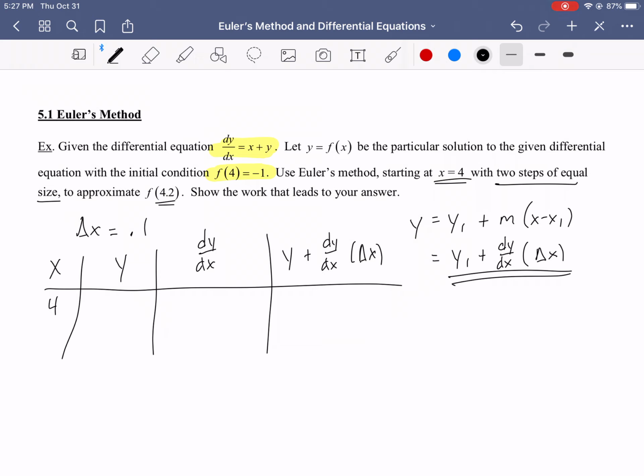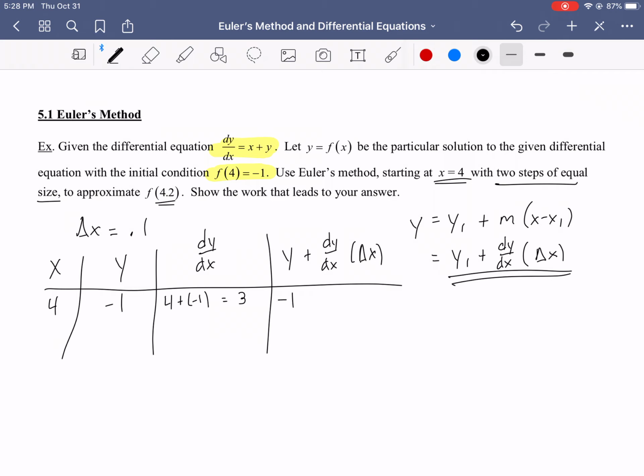So our initial condition is 4 and -1. I'm going to calculate the slope, dy/dx, at that point. So going into my differential equation, it says x plus y, so 4 plus -1 is going to give me a slope of 3.